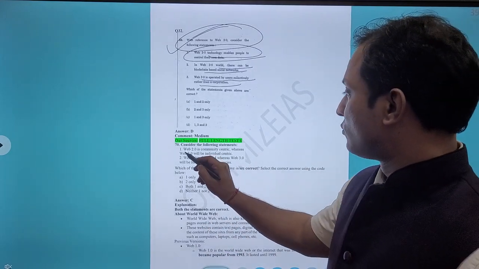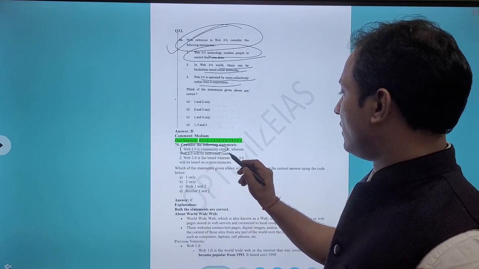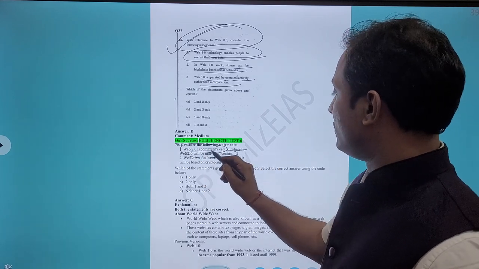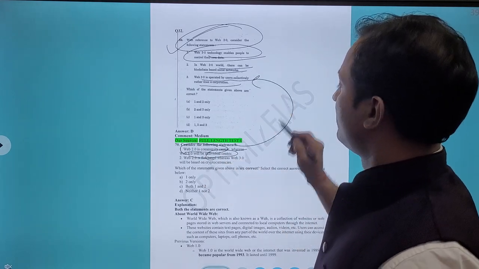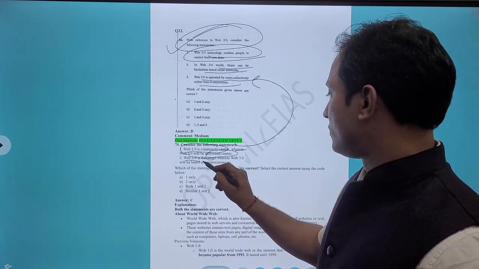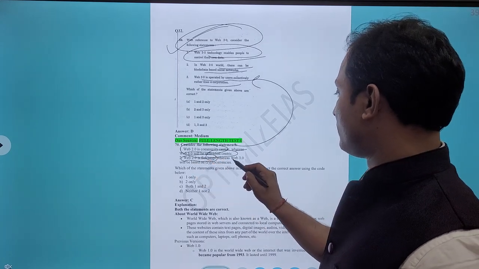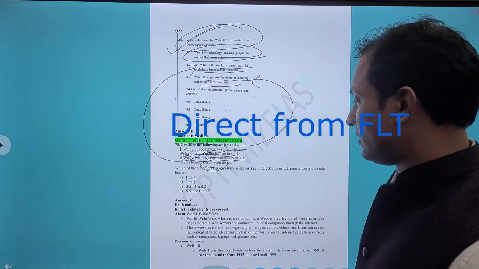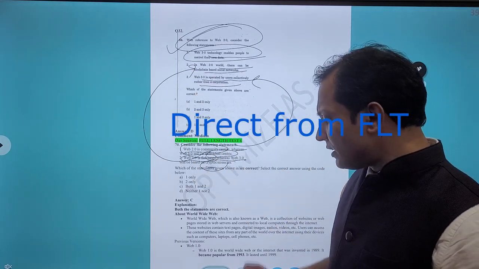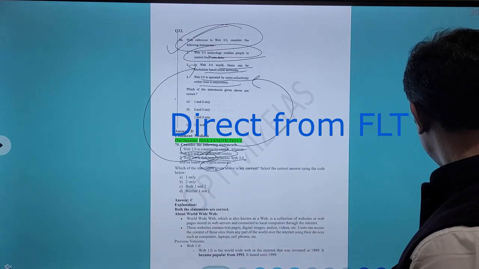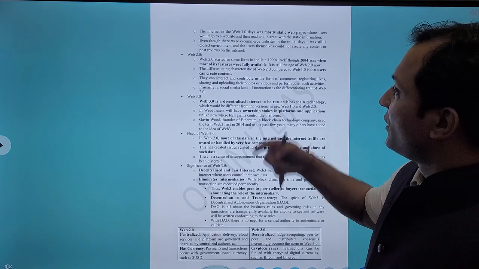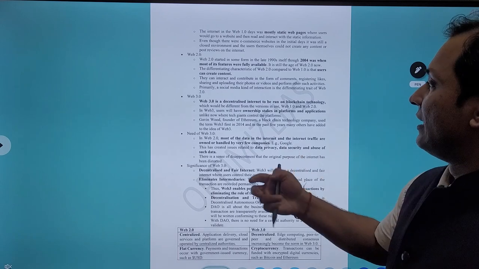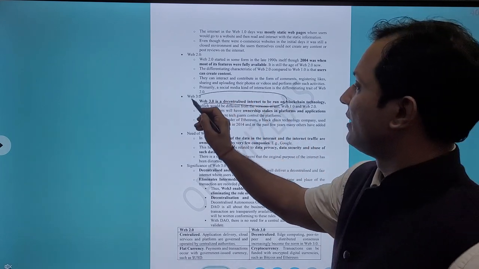You see, Web 2.0 is community centric, whereas Web 3.0 is individual centric. You see this directly. Web 2.0 is fiat based. Web 3.0 is crypto based. You see, this is blockchain based, guys. Most of the questions, exactly the way of formation is also like that. You see, Web 3.0 is a decentralized internet, guys.